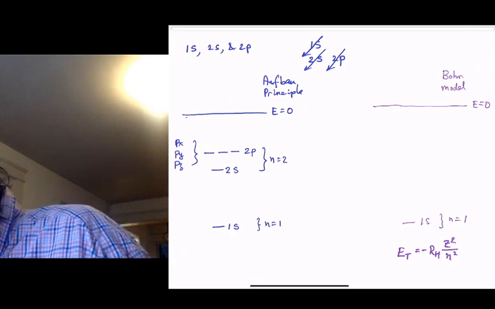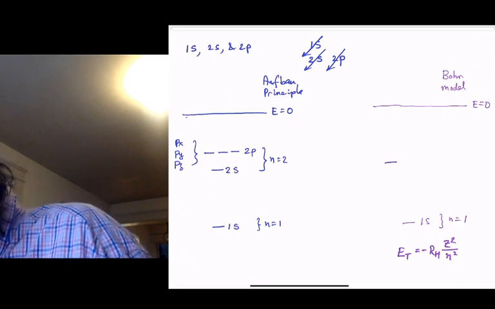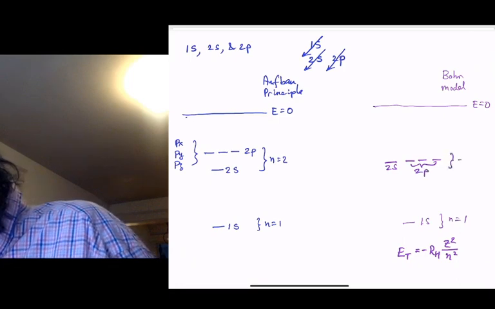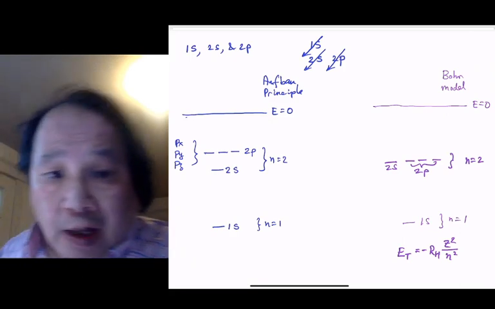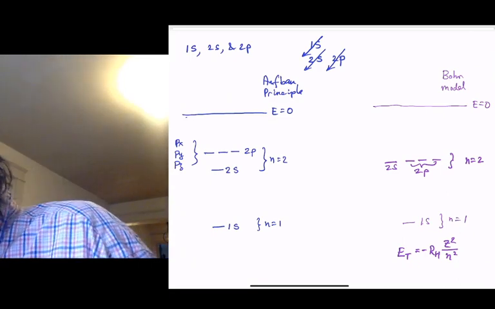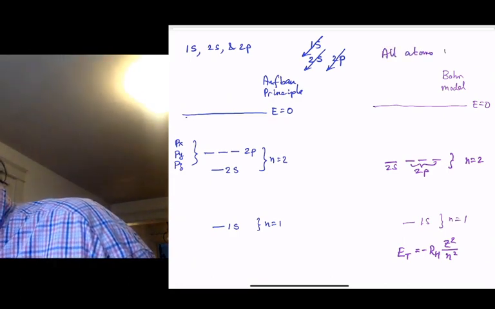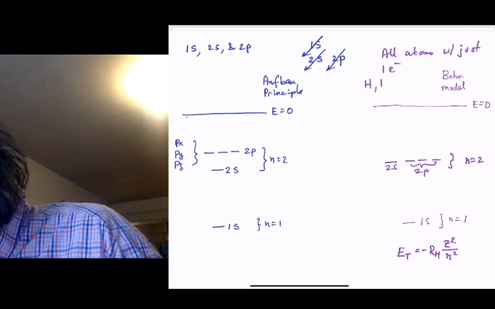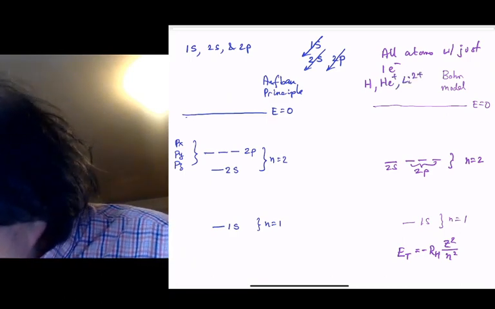So in the Bohr model, 2s and 2p, since they all have n equals 2, have the same n value and are at the same energies. The Bohr model works for all atoms with just one electron, which is a small list: hydrogen, helium plus, lithium 2 plus. And the Aufbau principle works for all other atoms.